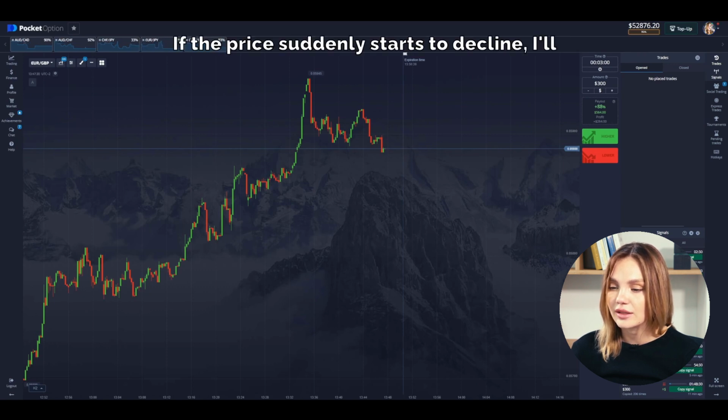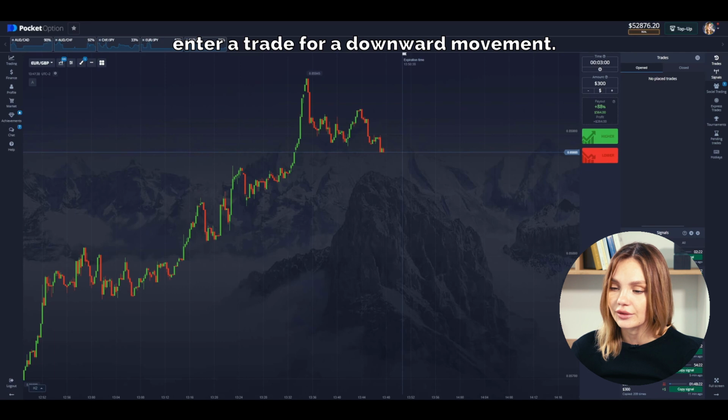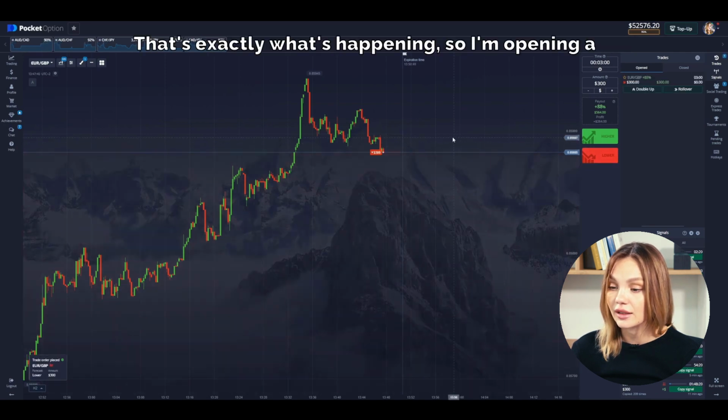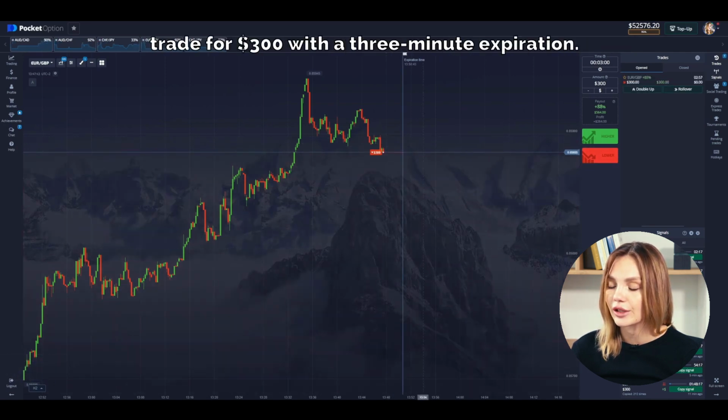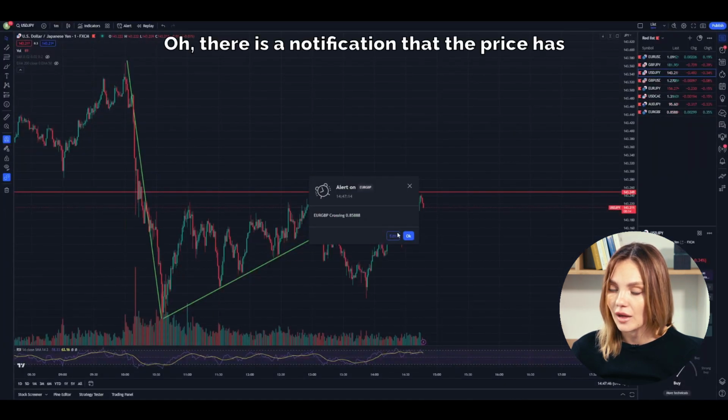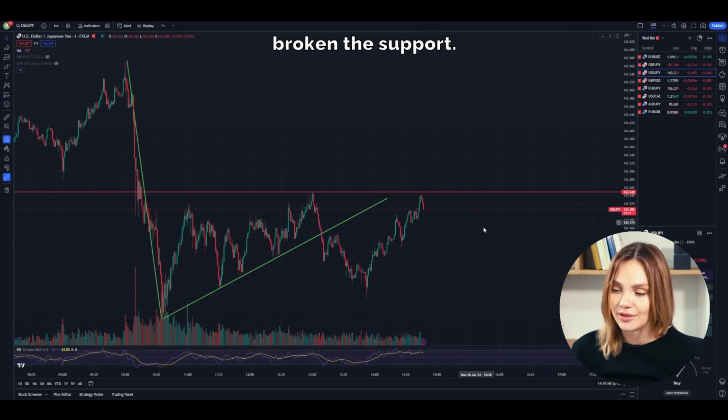If the price suddenly starts to decline, I'll enter a trade for a downward movement. That's exactly what's happening, so I'm opening a trade for $300 with a 3-minute expiration. Oh, there is a notification that the price has broken the support.